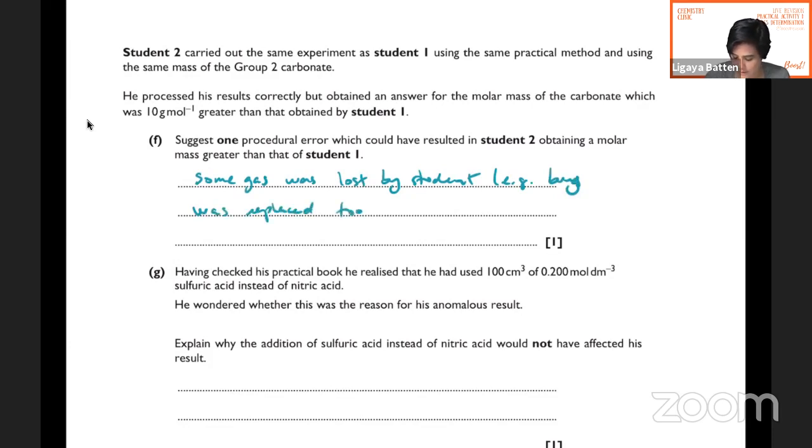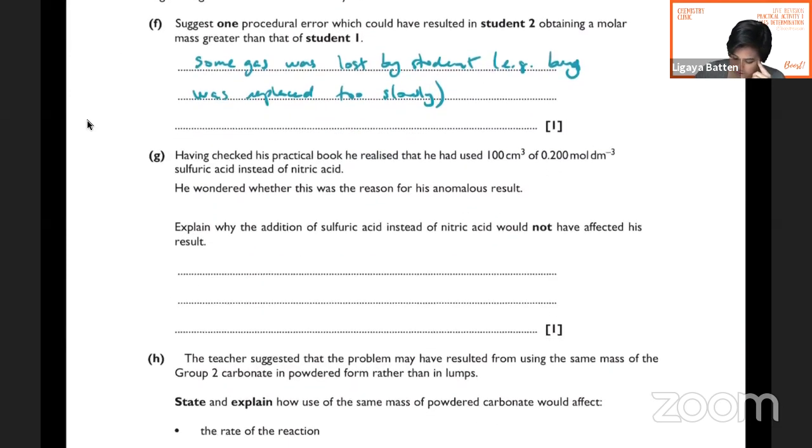So this means if the bung was replaced too slowly, perhaps some of the reaction would have started and gas would have escaped before the bung was then closed to seal off the equipment and make sure the carbon dioxide went all the way through. So in order to produce a greater molar mass, we either had a greater mass of the solid, which is unlikely, or fewer moles of the gas based on the volume.